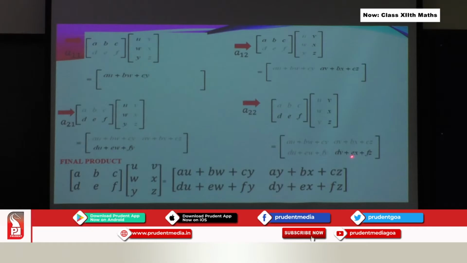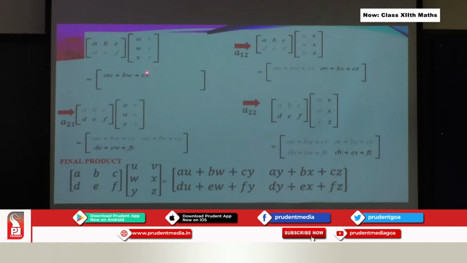Okay, now over here, see how I get to know the structure of the matrix. Now look at this here. This matrix is of what order? This matrix is of 2 by 3 order, right? Now this matrix is of what order? 3 by 2 order. So now here, 2 by 3 and 3 by 2. So 3, 3 same.